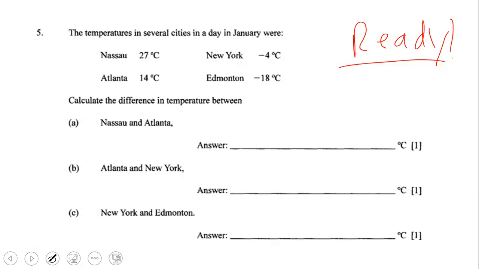We begin by reading the question. And the question states the following. The temperatures in several cities in a day in January were Nassau 27 degrees Celsius, New York -4 degrees Celsius, Atlanta -14 degrees Celsius, Edmonton -18 degrees Celsius. Calculate the difference in temperature between A. Nassau and Atlanta, B. Atlanta and New York, C. New York and Edmonton.